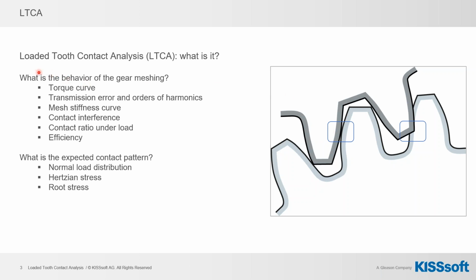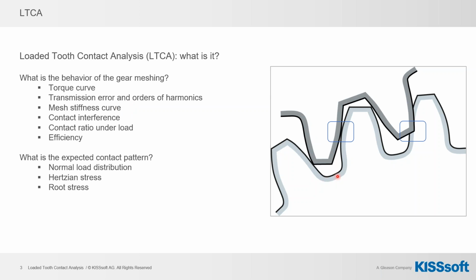So what are the main calculation results from the loaded tooth contact analysis? First of all, if we have calculated the deformation, we can plot the torque curve, which is basically oscillating, right? Then one of the key parameters is the transmission error and its orders of harmonics, or more easily said, the FFT, fast Fourier transformation of the transmission error. Then we get the mesh stiffness curve.